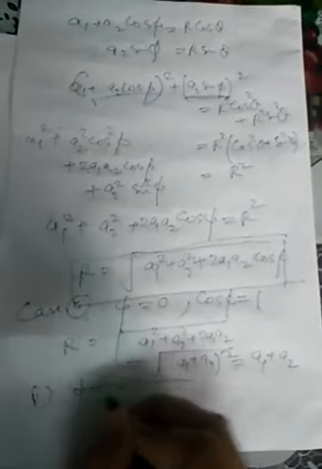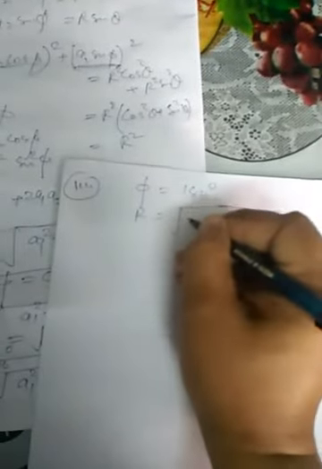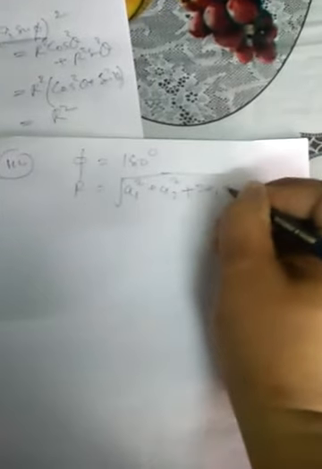Now the next case is when φ is equal to 90 degrees. When φ is 90 degrees, cos 90 is 0, so R will be the square root of a1 square plus a2 square. That means the resultant will be the square root of the square of the first amplitude plus the square of the second. That is the second part. Now let us find out the third case. The third case is when φ is equal to 180 degrees, which means out of phase. So R is equal to the square root of a1 square plus a2 square plus 2 a1 a2 cos 180.